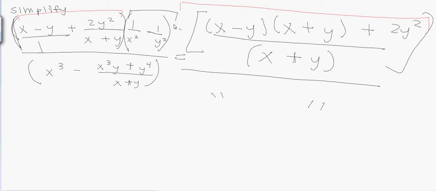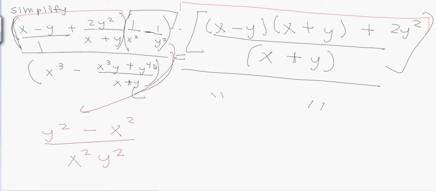Okay, and now we're going to simplify this part, or put that over a common denominator also. You want to have a common denominator of x squared y squared. So you're going to multiply this by y squared, and then you're subtracting 1 over y squared. So you're going to end up with y squared minus x squared over x squared y squared, right? Because essentially we're just multiplying and then putting it over x squared y squared.